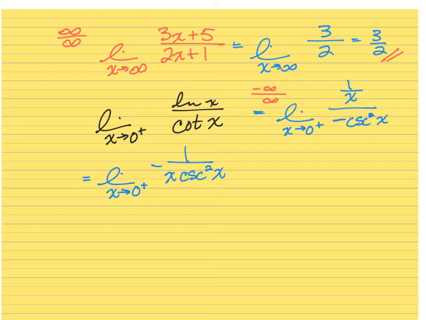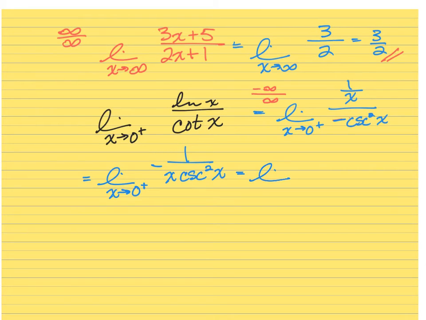So if we look at this, we see that x is going to 0. As x goes to 0, of course, this x is going to 0, and this cosecant squared is going to infinity. So we don't really know what that is. 0 times infinity, or something really small times something really, really big. So we're still unable to evaluate the limit. So let's do one other thing here.